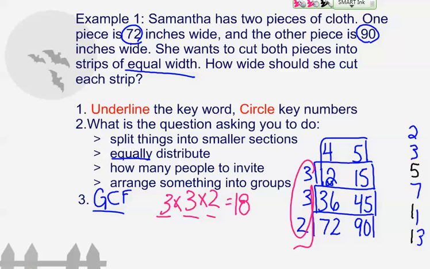So how wide should she cut each strip? The answer is 18 inches. And remember, when you have word problems, you have word answers.